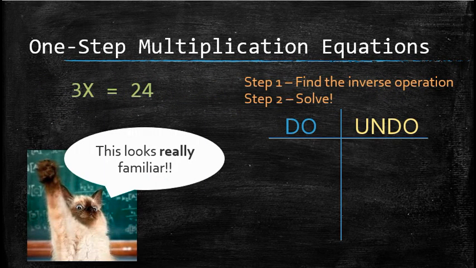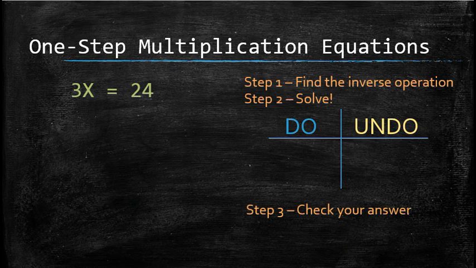So a one-step multiplication equation. Here we have 3x equals 24. This does look quite familiar. We actually did this the other day and you all did quite well. So we're going to dig a little bit deeper into more difficult problems than we were working with before.